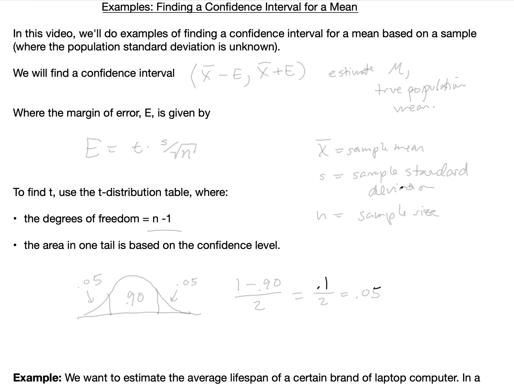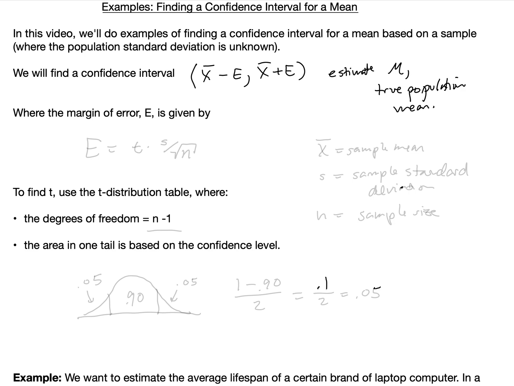In this video, we'll do examples of finding a confidence interval for a mean based on a sample. And this is when the population standard deviation is unknown. So we'll find a confidence interval, and that looks like the sample mean, the mean from the sample, minus a margin of error to the sample mean plus a margin of error. And that confidence interval is to estimate mu, the true population mean.